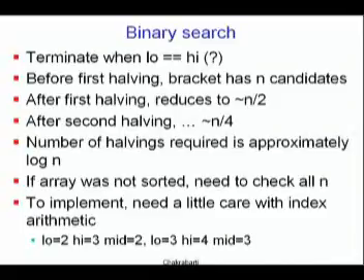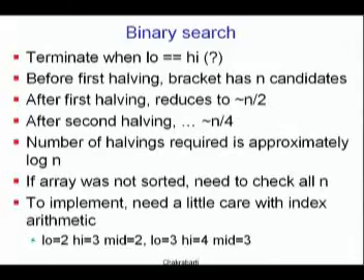Okay. Now, do we terminate when low is equal to high or otherwise? So index arithmetic takes a little bit of care. In any case, before the first halving of the array, the bracket has all the n candidates in the array. After the first halving, it approximately reduces to n over 2. After the second halving, it reduces to n over 4. So again, we have this doubling trick, and the number of halvings required to either locate your query or to make sure that the query element is not there will be at most about log n. Okay. So if the array is sorted, you can search it in log n time.